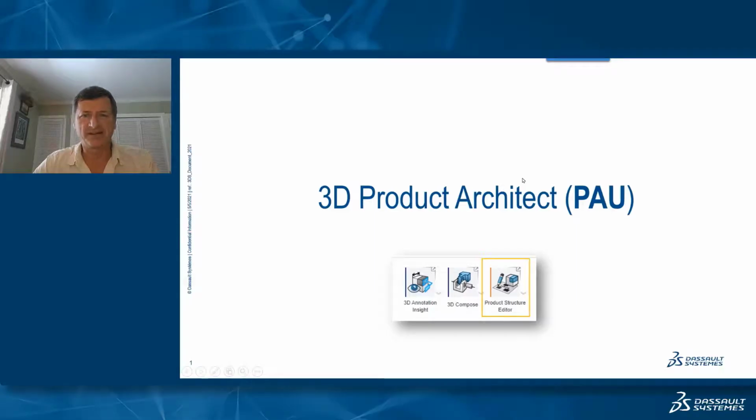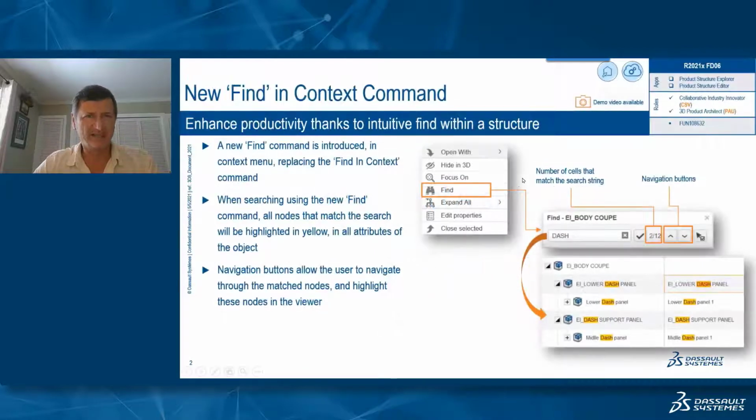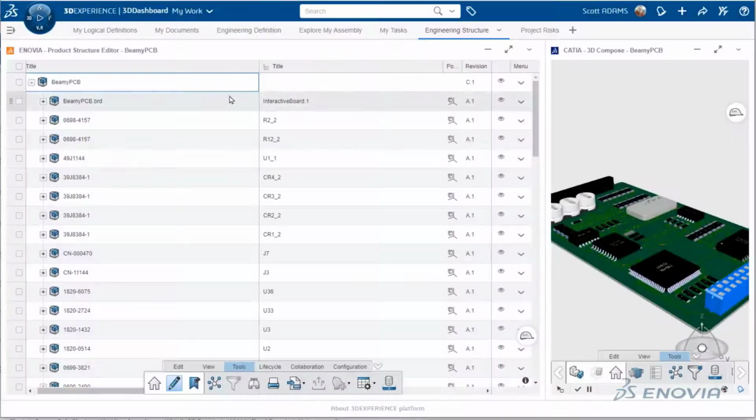Within the 3D Product Architect, we have a new Find in Context command. This replaces the previous find command, which simply located a string or strings in the file that matched the search criteria. This now gives us a much clearer perspective of where the information is located in the structure of the tree. Let's take a closer look at this command.